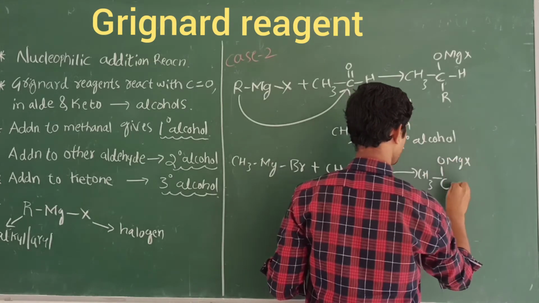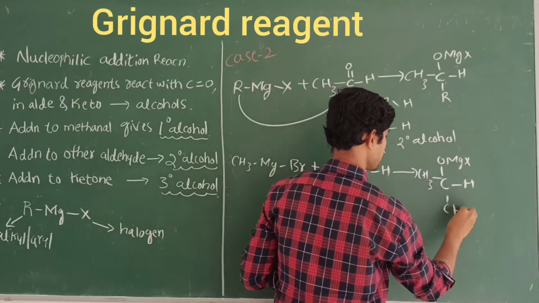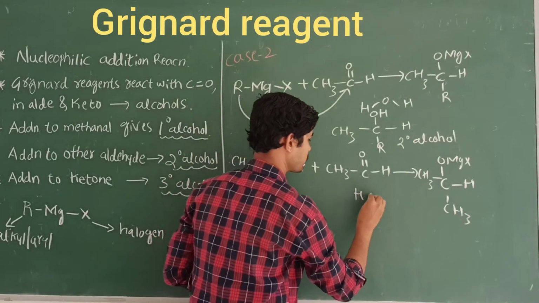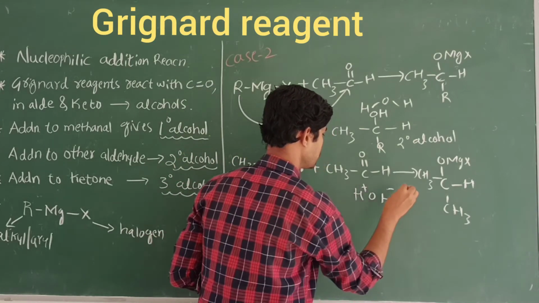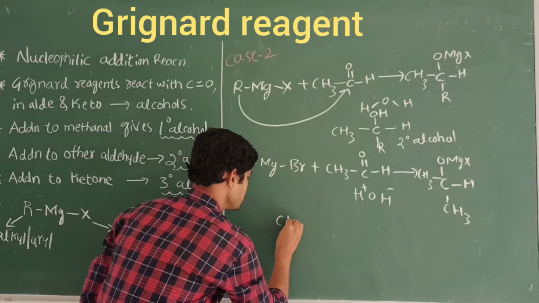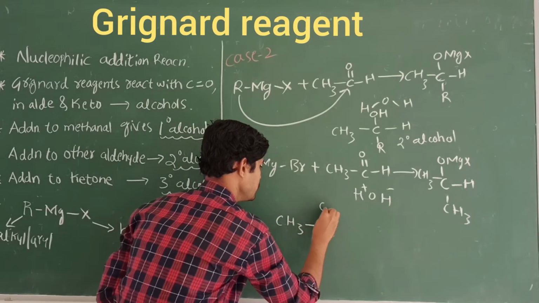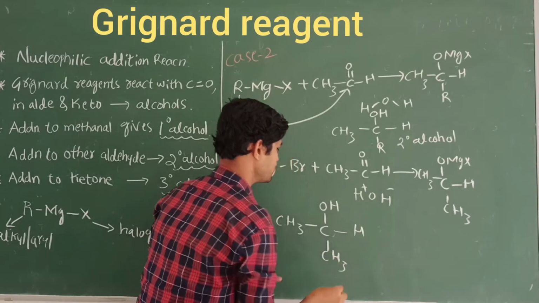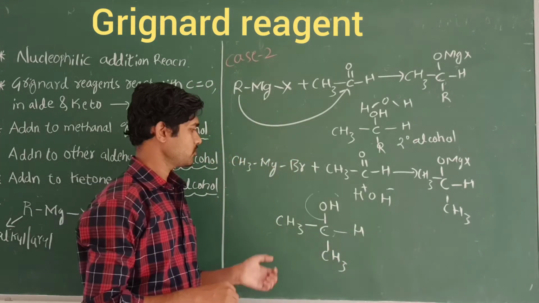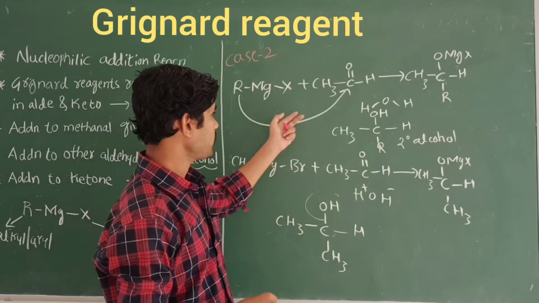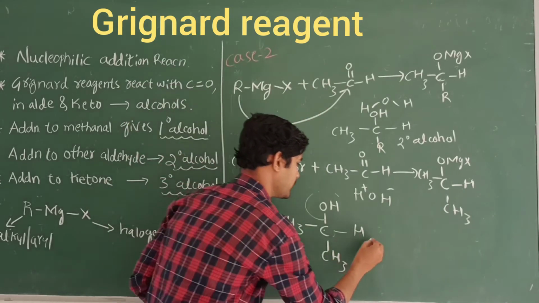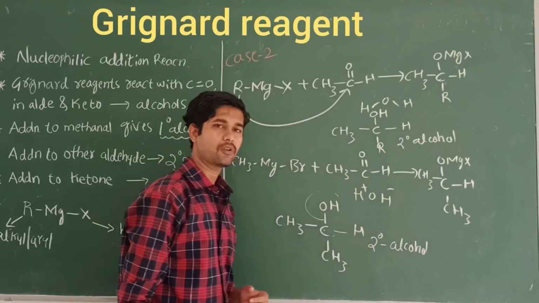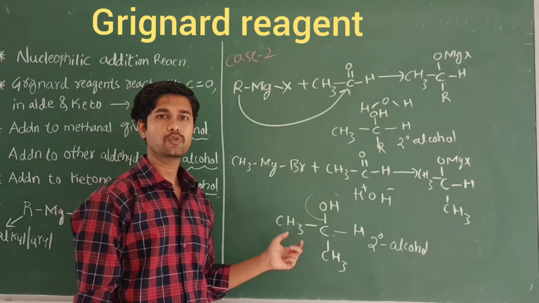OMgX H CH3. After the hydrolysis, we are going to obtain the product as an alcohol, that is called a secondary alcohol, CH3 C OH H CH3. So in the case of an aldehyde other than methanal, we are going to obtain the secondary alcohol. Its name is isopropyl alcohol or 2-propanol.